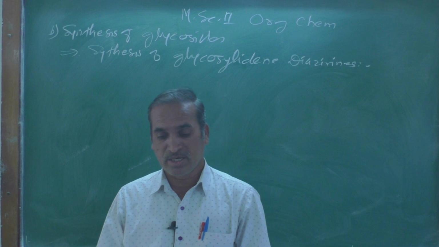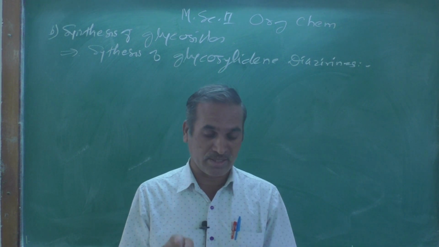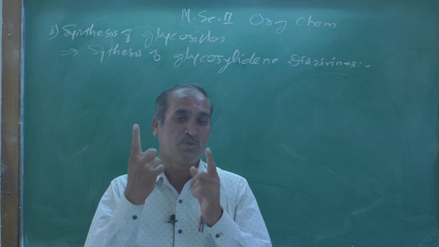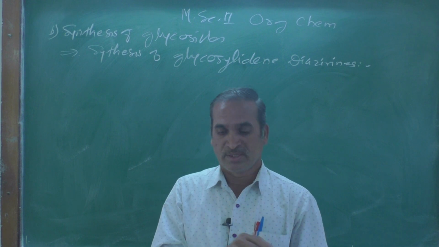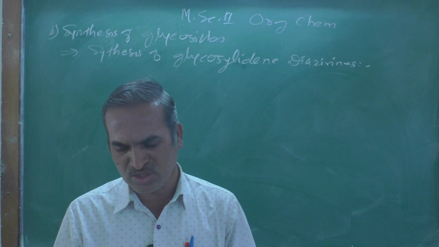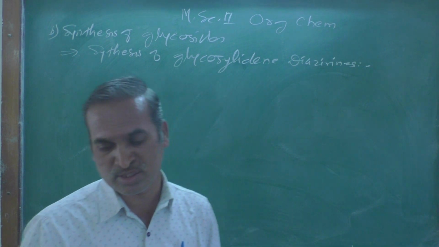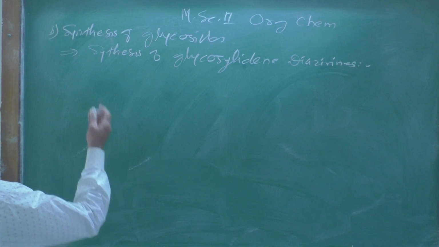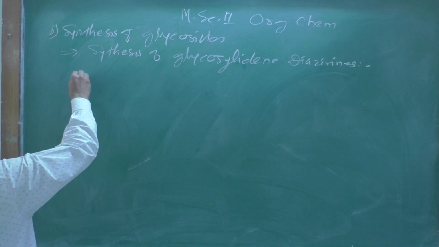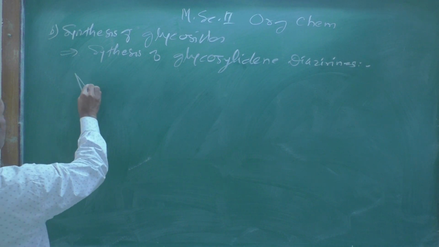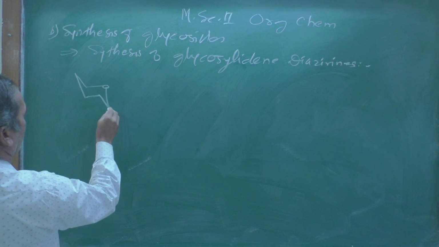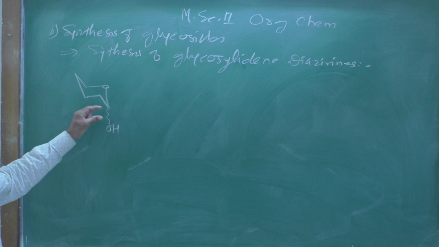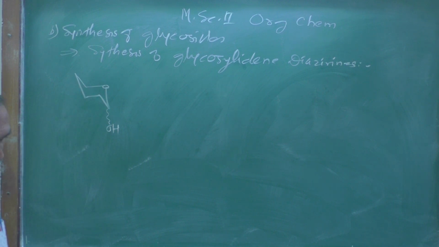Now one more thing to remember: at carbon number 2 there is a group, an acetylamine group, in place of the hydroxyl group. That is a small change you must remember here. Let me recall that first structure. This is the structure, again this is the anomeric carbon atom, and the bond shown in this way is nothing but that hydroxyl group.